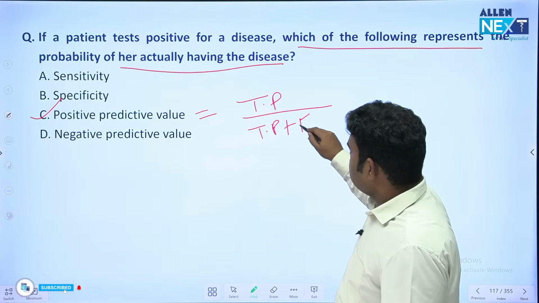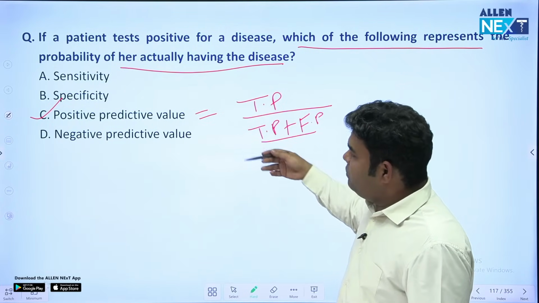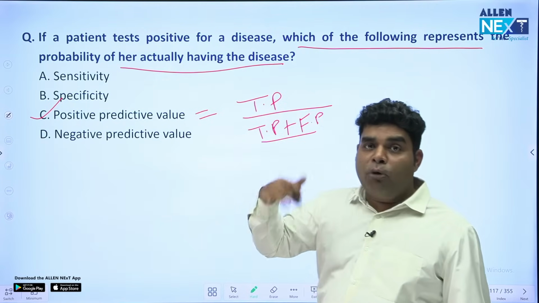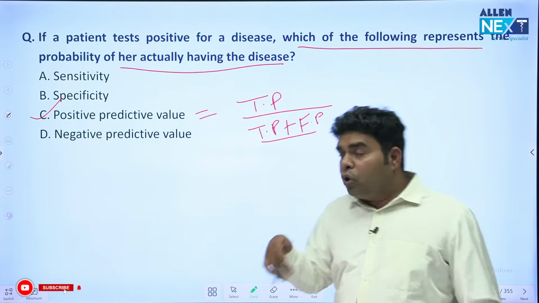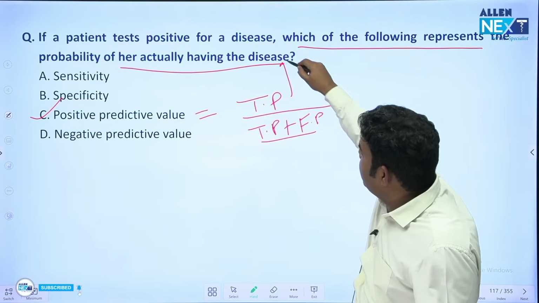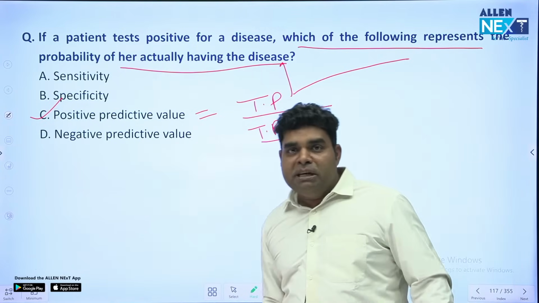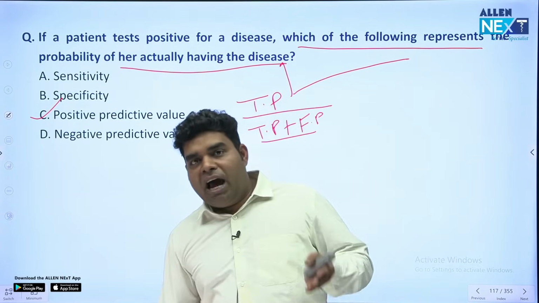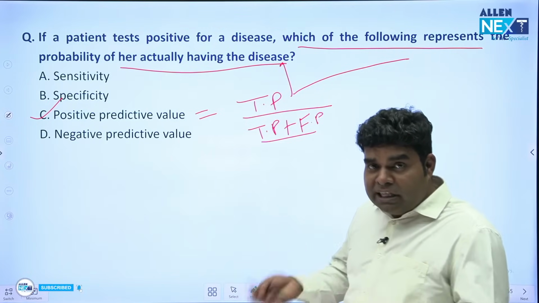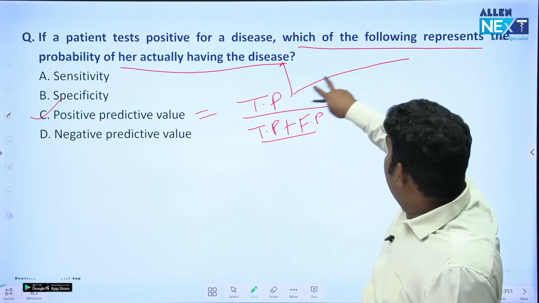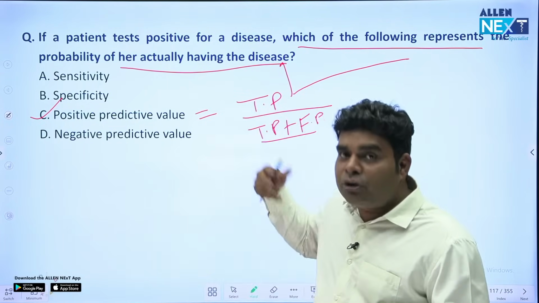Because PPV means true positive out of total positive. जितने पूरे पॉजिटिव आए हैं उसमें से कितनों को पॉजिटिव भी है और बीमारी भी है. So this is PPV, probability of a person having the disease out of those who are coming positive on test. Which of the following represents the probability of the person who is coming positive actually having the disease?